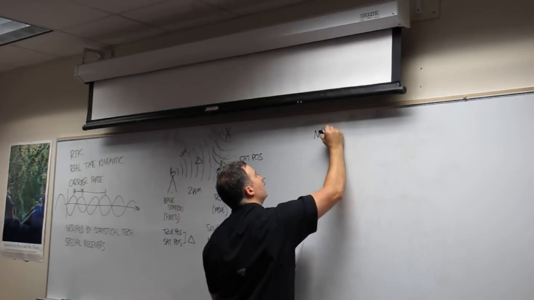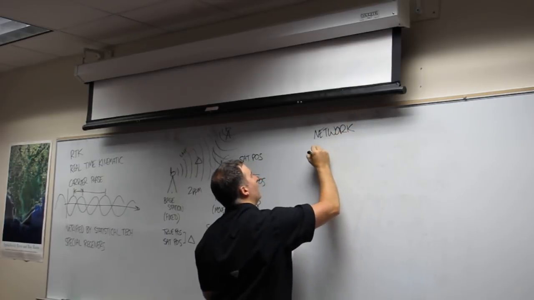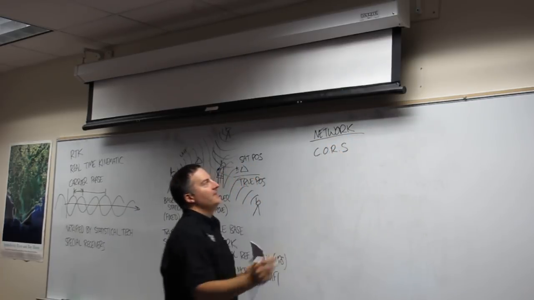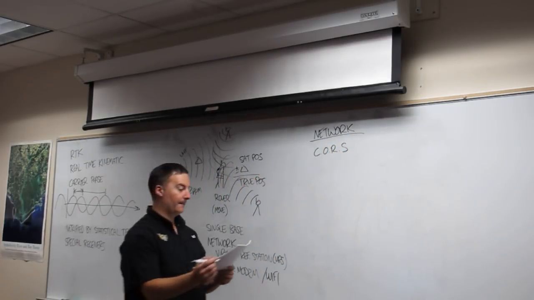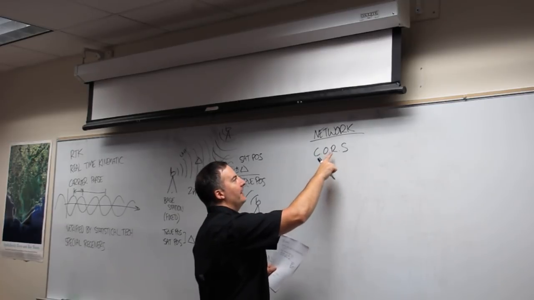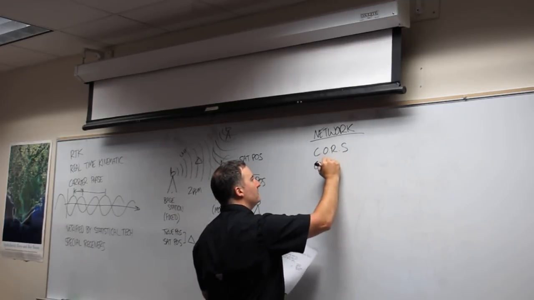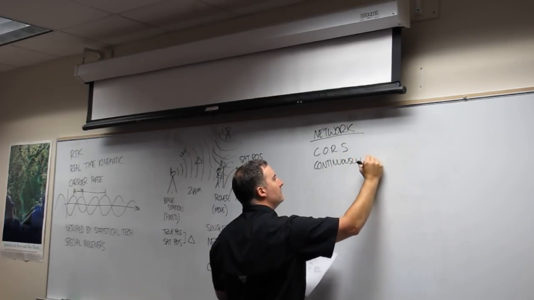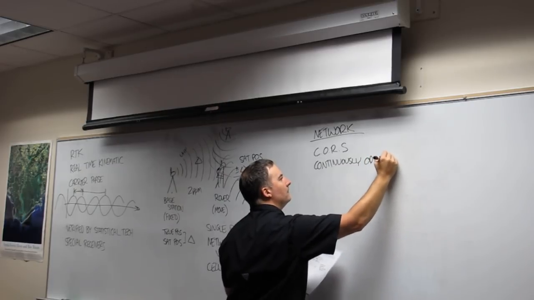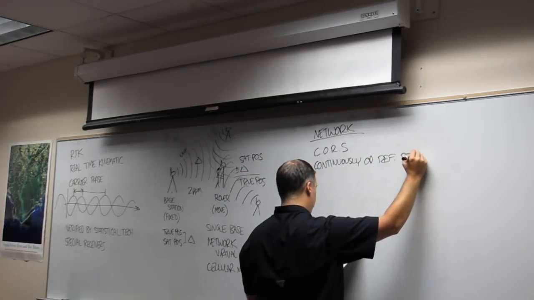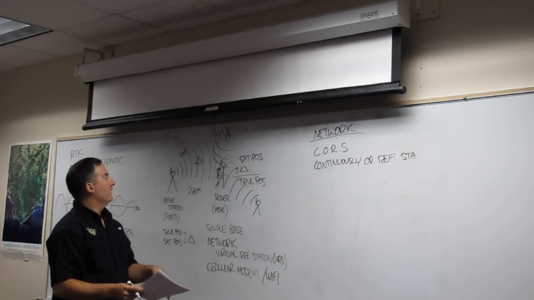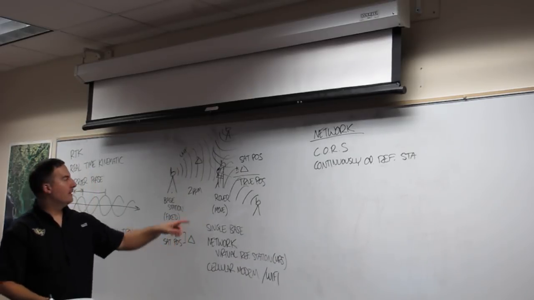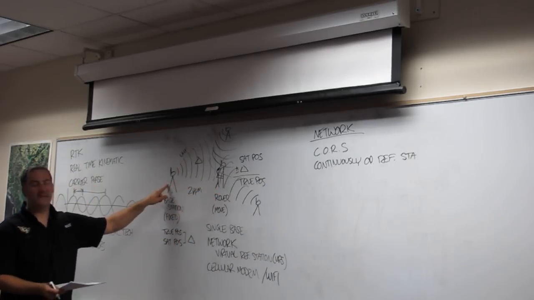This network contains multiple what we call CORS, which stands for continuously operating reference station. And this is convenient because if you have access to a network, you only need a rover. You don't need a base station.